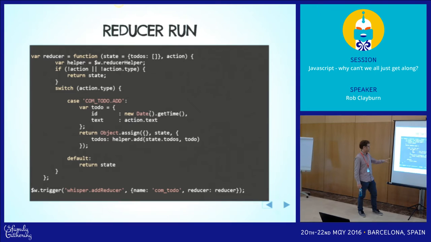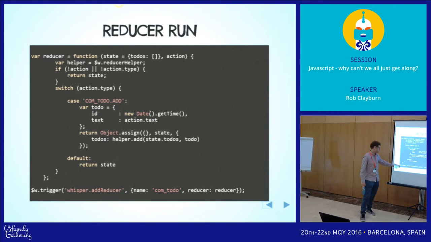And then I'm going to create my to-do object here with the action text. Because it's just front end, I've created an ID that's random. And then this is the bit about the immutable data. Rather than saying the state, that's the application state, rather than saying state.todos equals, which will mutate the original object, what I'm doing is I'm creating a new object. I'm assigning it to a blank object, and then I'm inserting the to-do into there. And then I'm returning it.